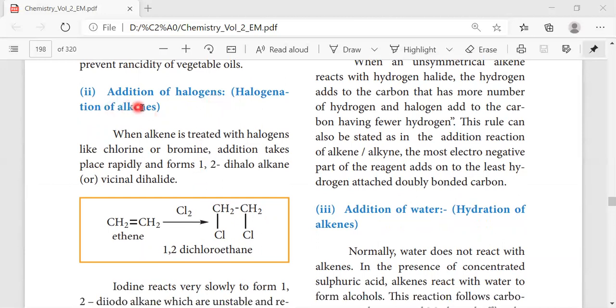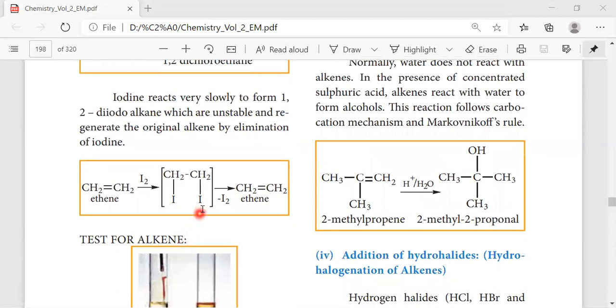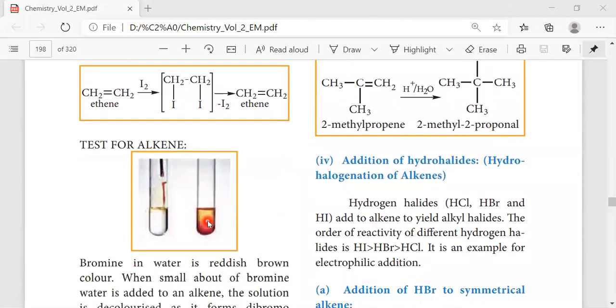In that, the halogenation of alkene, that is this bond will get cleaved so that we are getting CH2, CH2 along with this chlorine group attached with each other. Instead of this chlorine, we can also get different halogen.